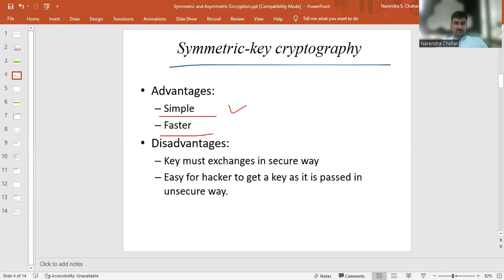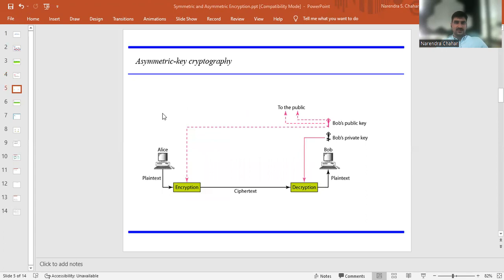Now, what is next? Asymmetric cryptography. When we talk about asymmetric key, there are two keys, public and private key. So this is a key pair. There must be a key pair. If one is used for encryption, the second one is used for decryption. And when one is used for decryption, the other is used for encryption. It goes like this.